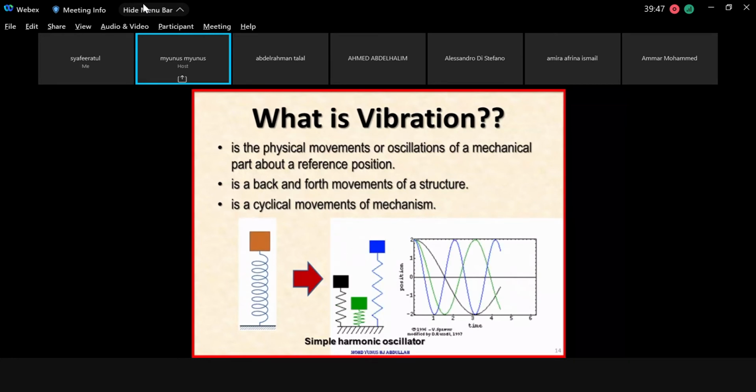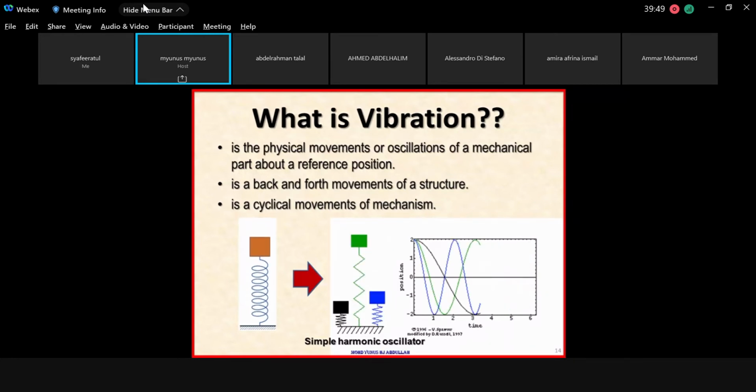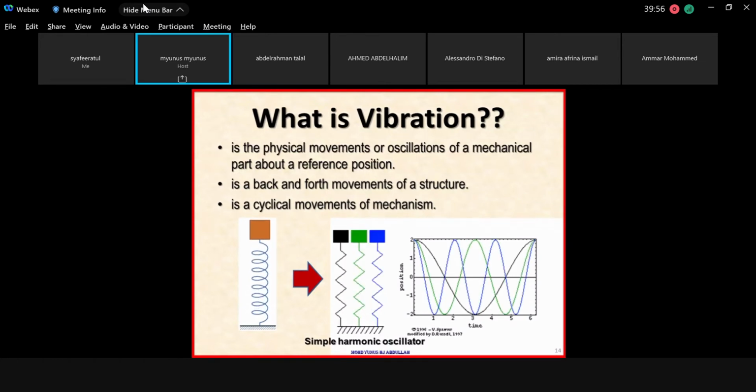For example, if you want to measure a building, you cannot measure in meters. You cannot measure in millimeters. You cannot measure in acceleration. You need to measure in velocity.